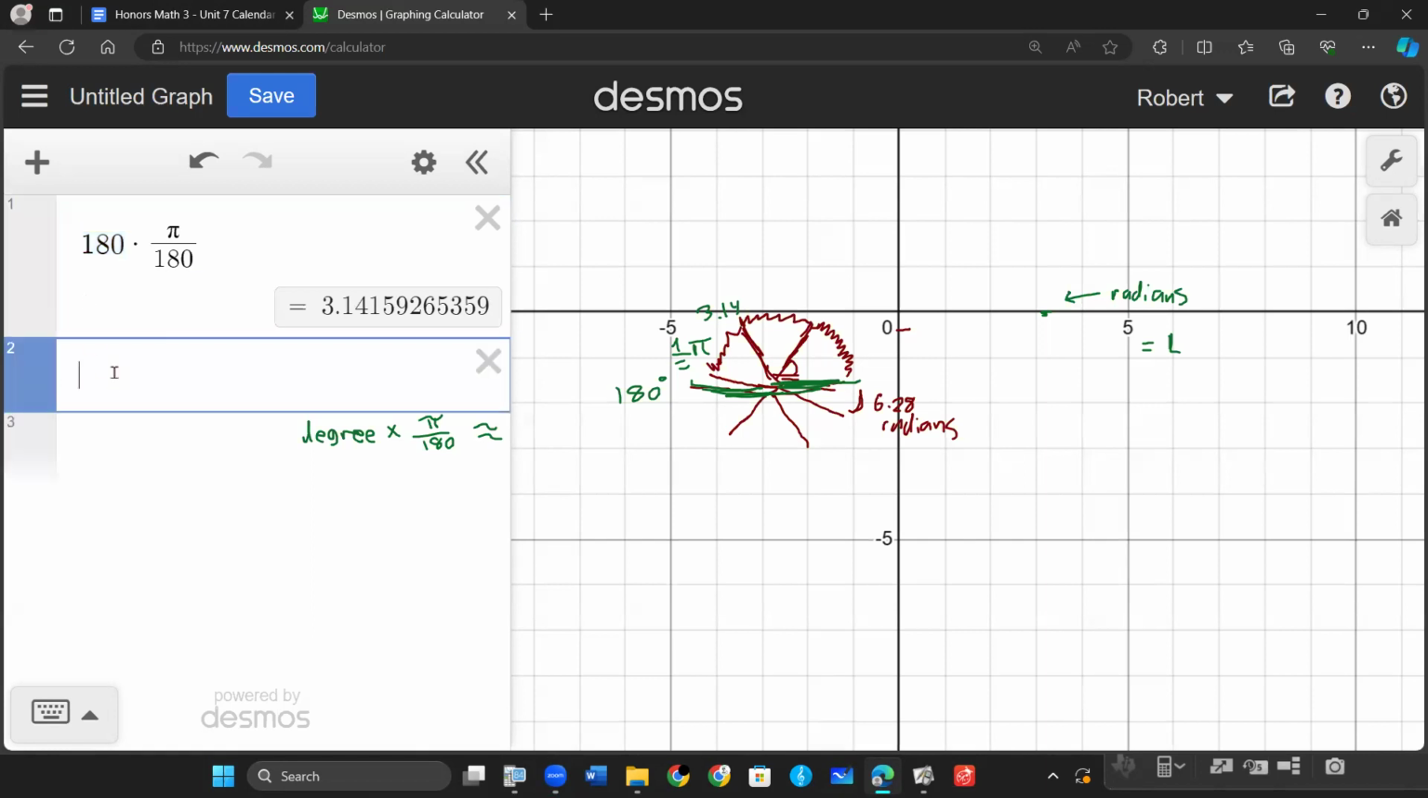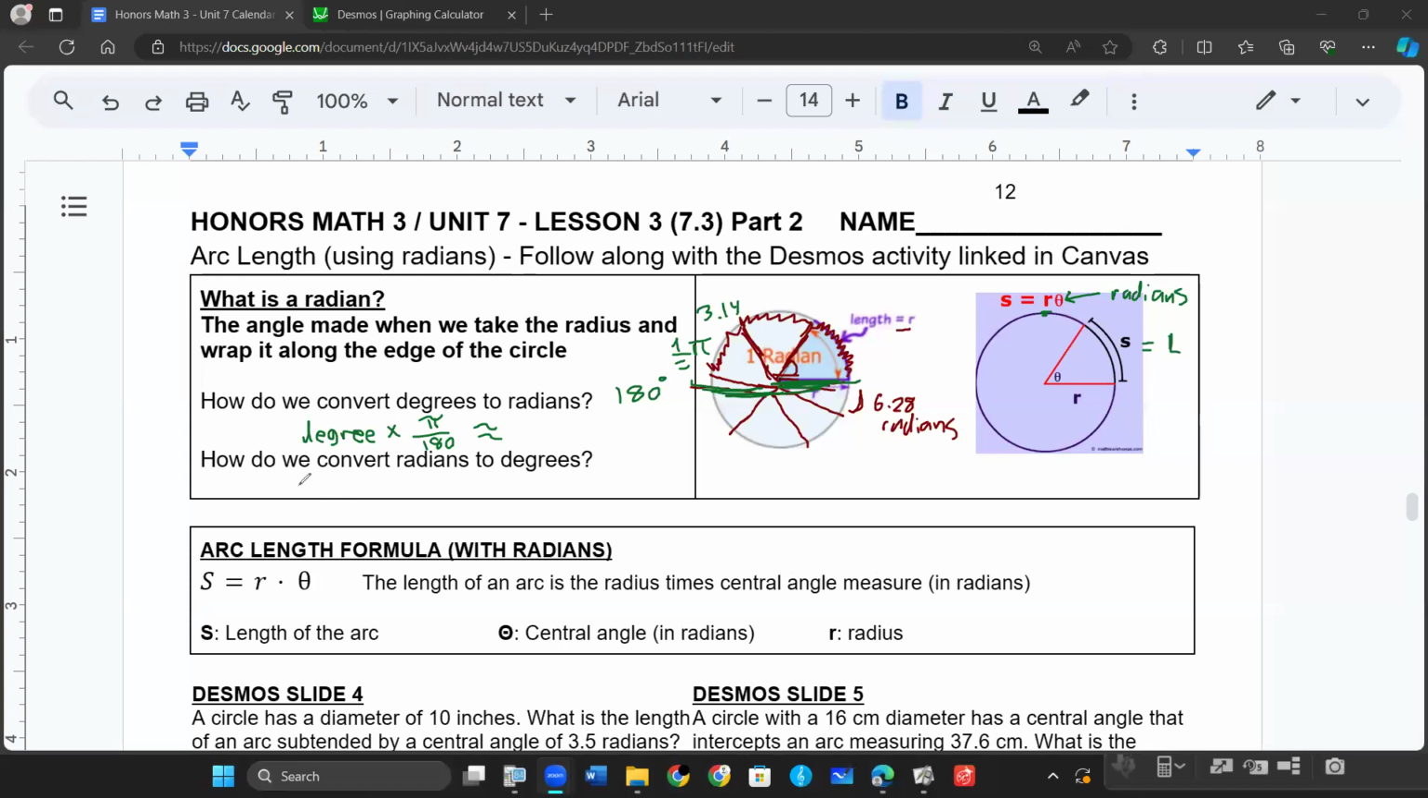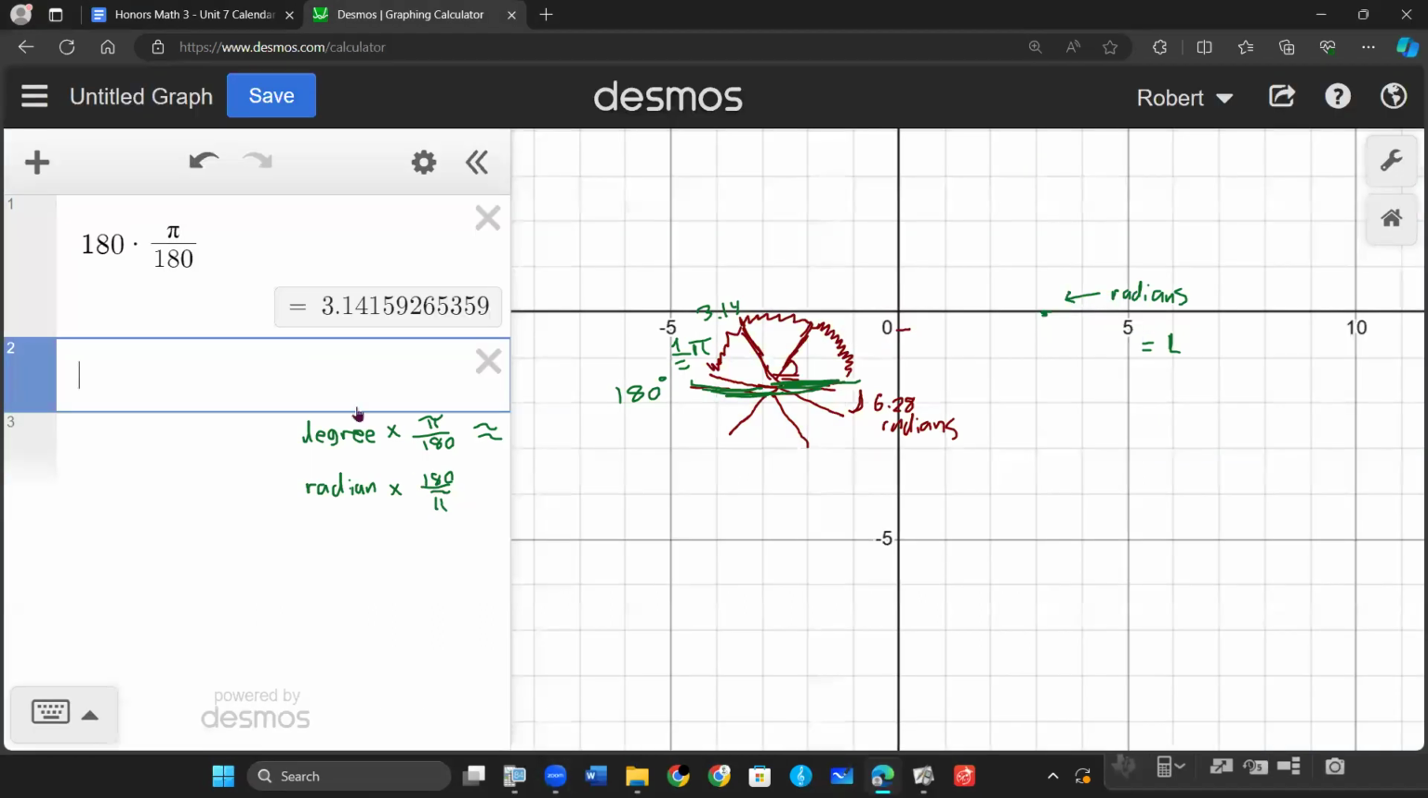You can also work the other way. So if I was given a radian measure and I wanted to convert it to degrees, I would take my radian measure and I would multiply it by 180 over pi. So I would just flip that fraction. I'll show you on the calculator how that works.